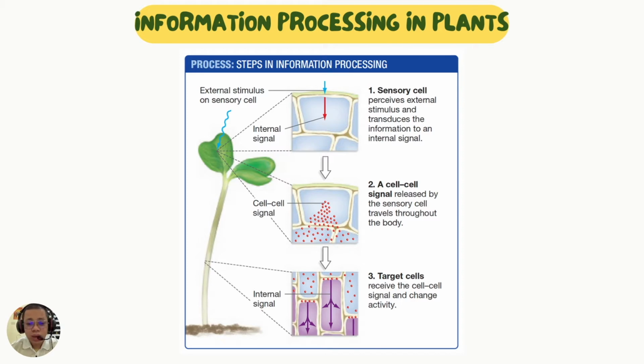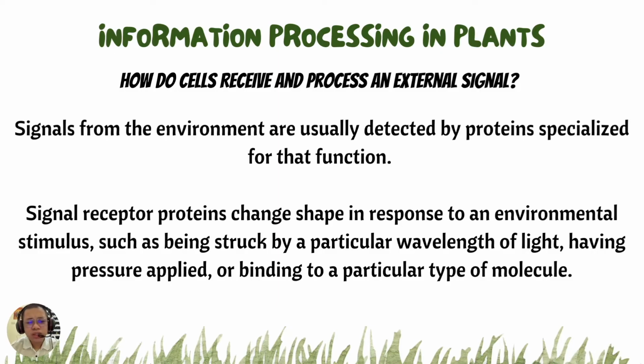And then when the signal enters the cell, there is now the so-called cell-to-cell signal. It is released by the sensory cell and travels throughout the body. Those cell-to-cell signals will go to the target cells because there must be a specific response. What part of the plant will respond to the external stimulus? So how do cells receive and process an external signal?